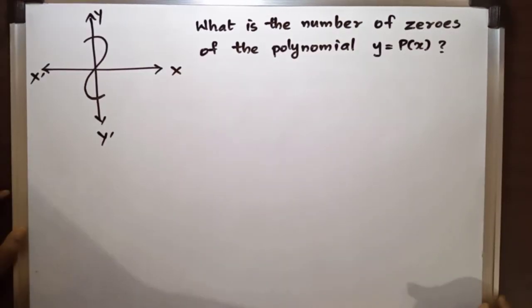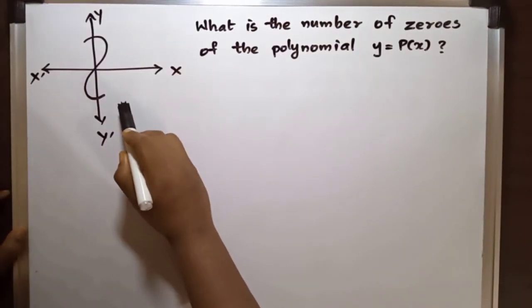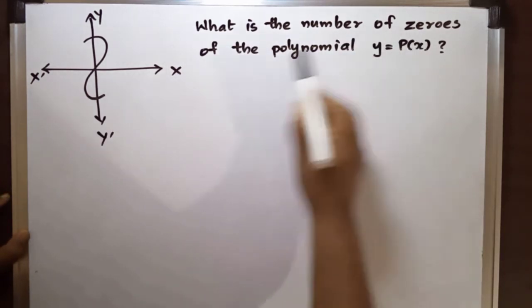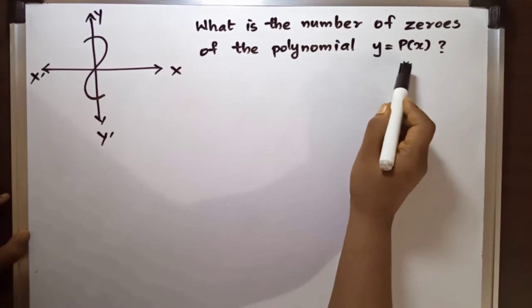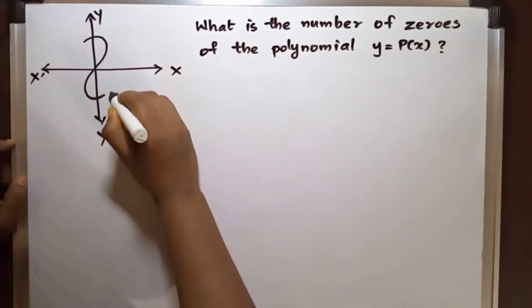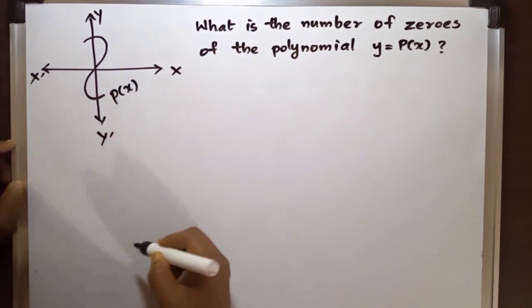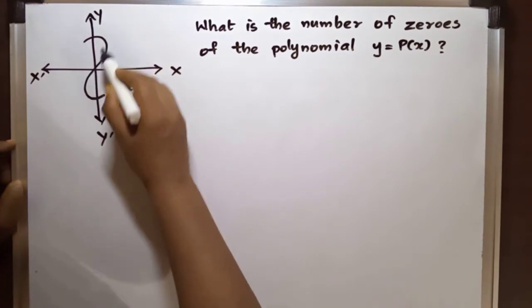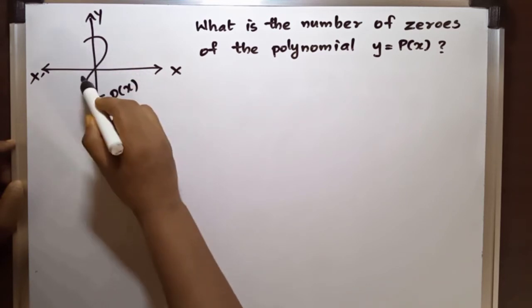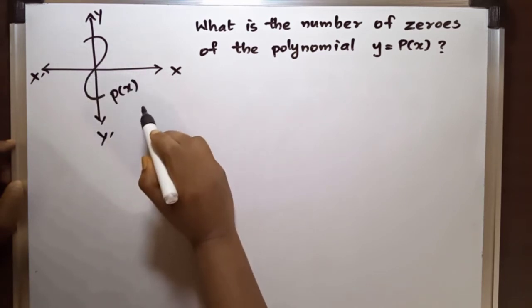Let us read the next question. A graph is given in the question. What is the number of zeros of the polynomial y is equal to p of x? Anyways, this is the curve of p of x. We got it, right? This curve shows p of x. And at how many points does this curve cut the x-axis?